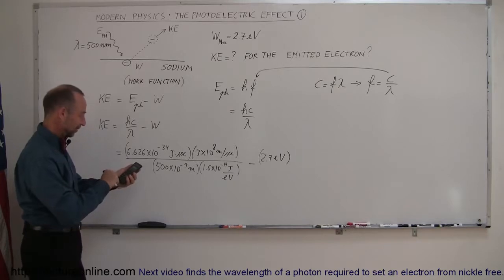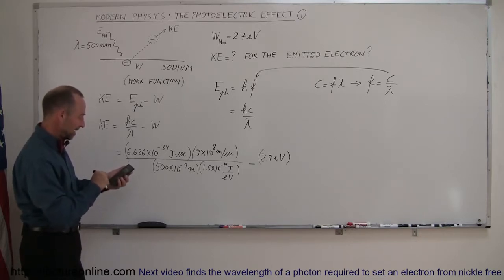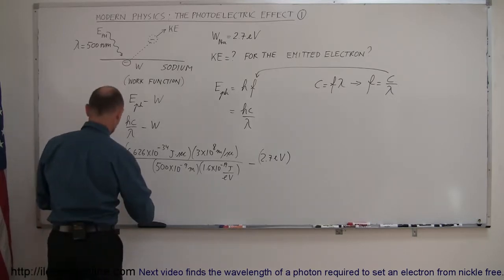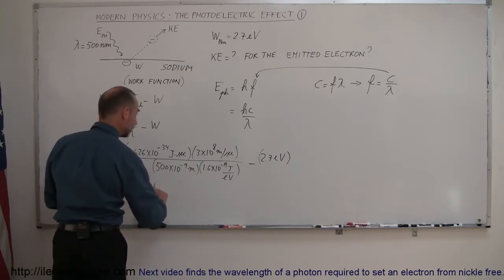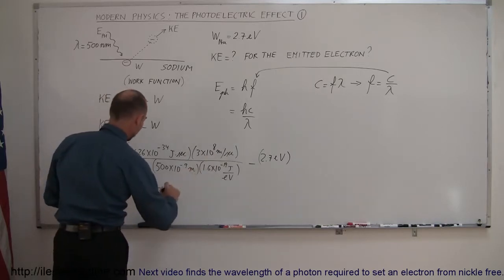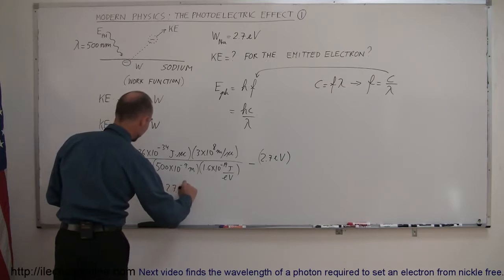Now that I have my calculator, let's plug in these numbers and see what they end up to be. 6.626 times 10 to the minus 34 times 3 times 10 to the 8 divided by 500 times 10 to the minus 9, and divided by 1.6 times 10 to the minus 19, equals 2.48 electron volts, minus, of course, the work function of 2.7 electron volts.